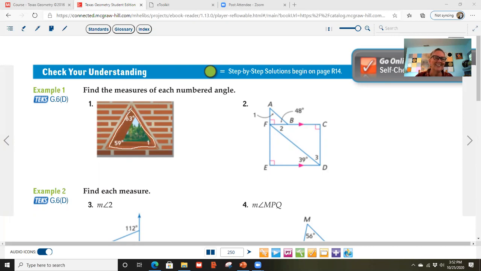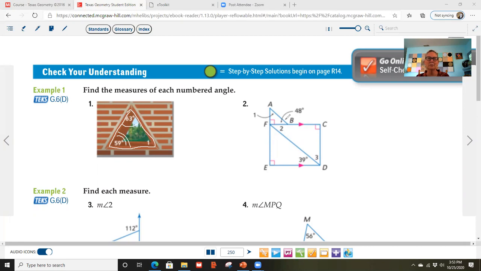What do you think? Okay, so if this angle is 63 degrees and this angle is 59 degrees, what you do is you add these two together and then you subtract from 180 to see what's left over, and that's the measure of angle 1. So in this case, 63 plus 59 equals 122. And so then you take 180 minus 122, and that gives you 58. Okay, so that's how you would do number 1.